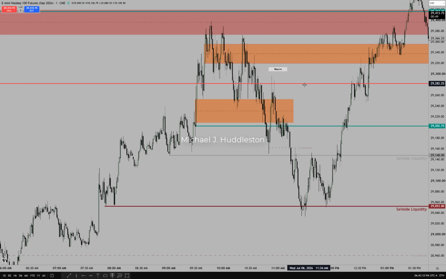Now, there's other things on this chart, and I'll get to them in a moment, but I want you to look at this red line right here. See what that is? That's that 29,282.50 level. That is the bearish order block on the daily chart. See what it's doing here?